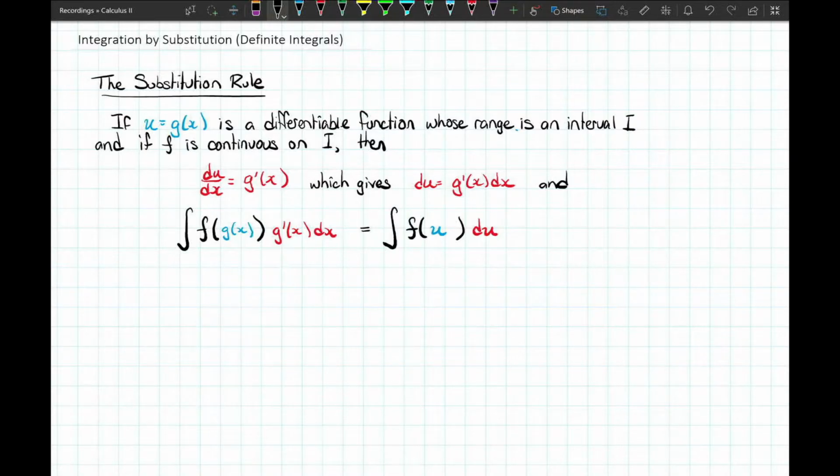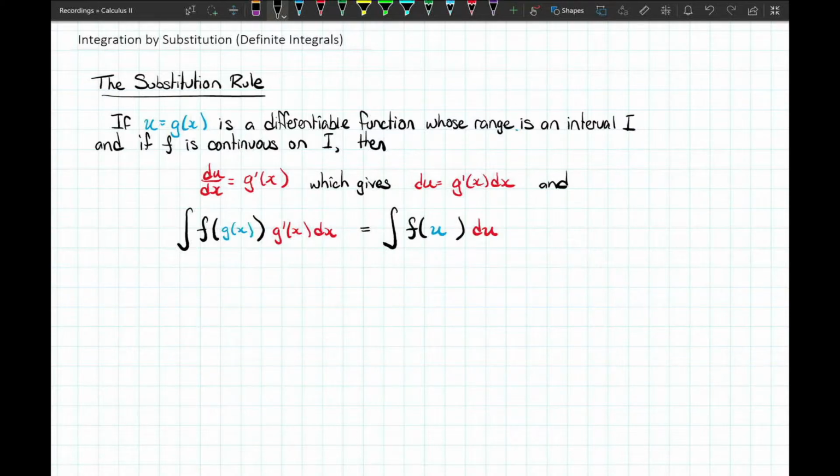And if we're given the function f of g of x multiplied by g prime of x dx to integrate here, then we'll be able to make the two substitutions, replace the inside function with u, replace this factor of g prime x and dx with this new integrating variable u. So we just end up with f of u du.